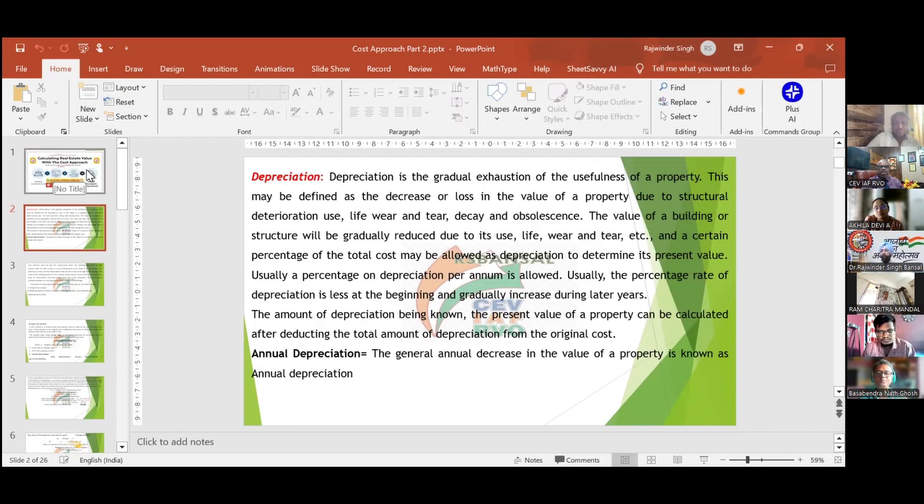Generally, we calculate annual depreciation, means per year depreciation is calculated by using different formulas, and from there you can calculate the total depreciation. That will be total depreciation equal to age of the property multiplied by annual depreciation.